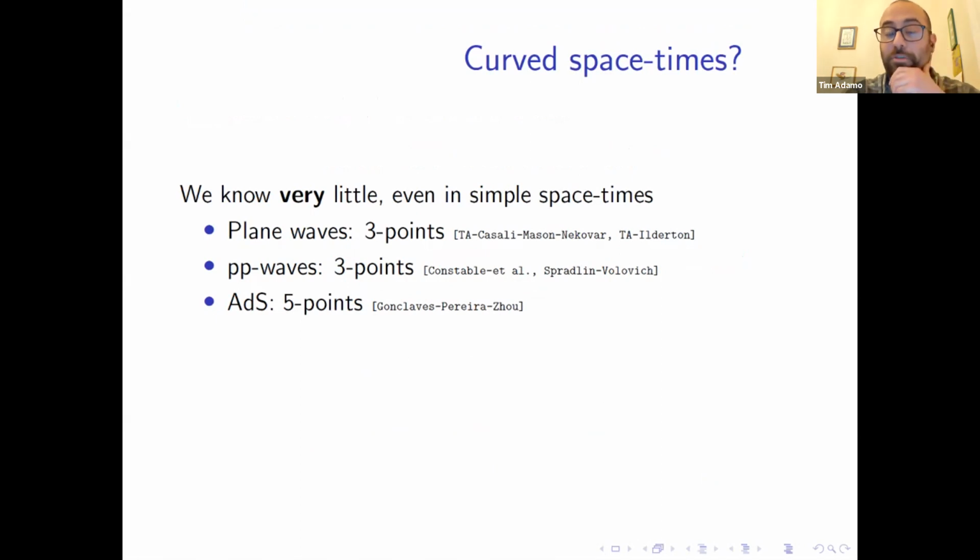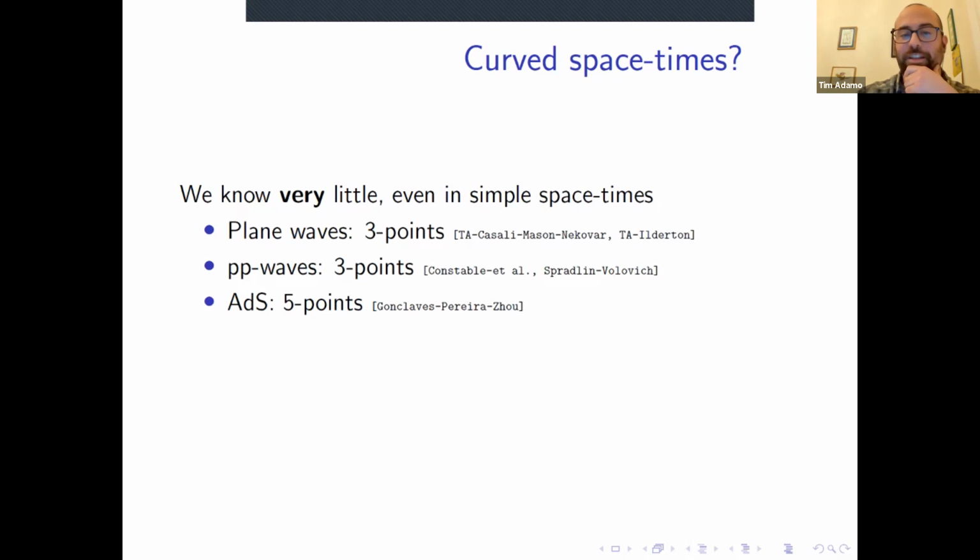So for graviton scattering, at least in plane wave spacetimes, as far as I know, at least at the beginning of this year, the state of the art was 3 points. So that's just evaluating a cubic vertex in a plane wave background. Similarly for pp-waves, and in AdS, as far as I know, although maybe someone can contradict me later, the state of the art is 5 points, and that's for a very specific R-symmetry sector, part of the graviton multiplet. Which in some sense you're computing using CFT techniques anyway.